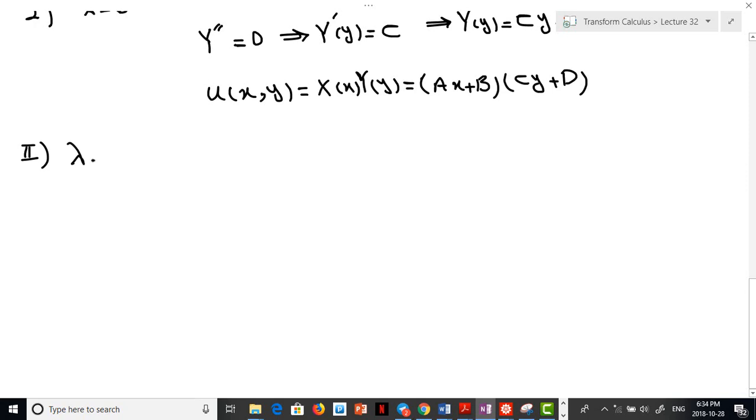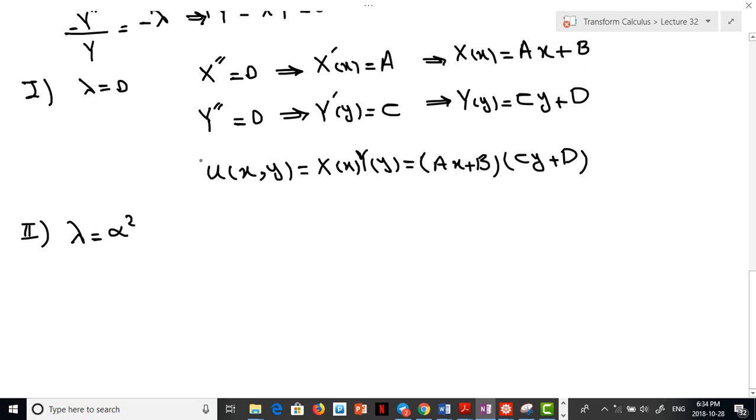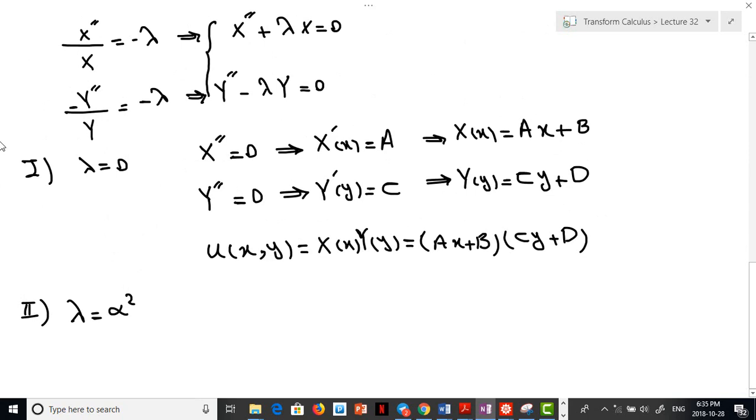So I assume that lambda is positive. In order to have lambda positive, I assume that it's equal to alpha squared, because alpha squared is always a positive number. So if I plug a positive alpha squared into the PDE that we have, we have x double prime plus alpha squared x is equal to 0. As a result, if you solve this ordinary differential equation, you already have it in the formula sheet.